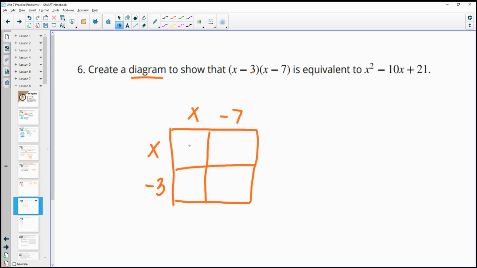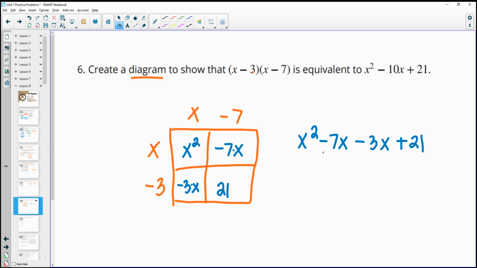So this one is x times x, which is x squared. The second one on top would be x times negative 7, so we generally would just write that as negative 7x. This bottom one would be x times negative 3, so we would write that as negative 3x. And then negative 3 times negative 7 for this final box, which is positive 21. Then when we take out these terms, we have x squared minus 7x on top, and then minus 3x and a positive 21 on bottom.